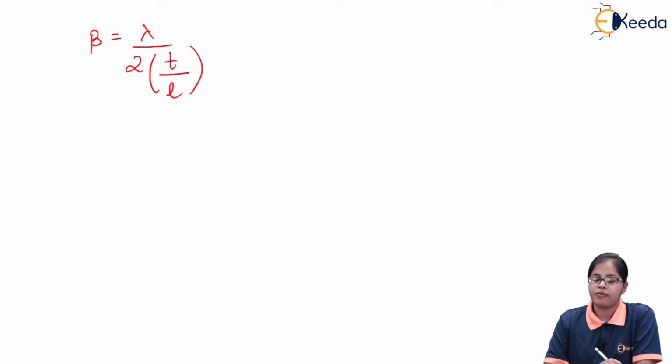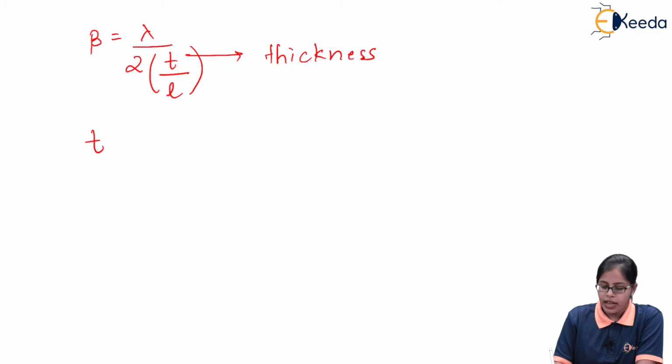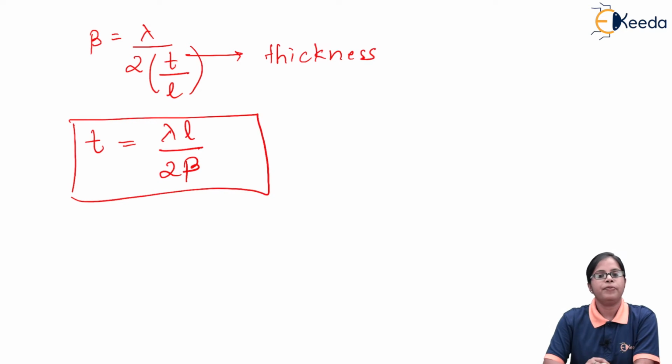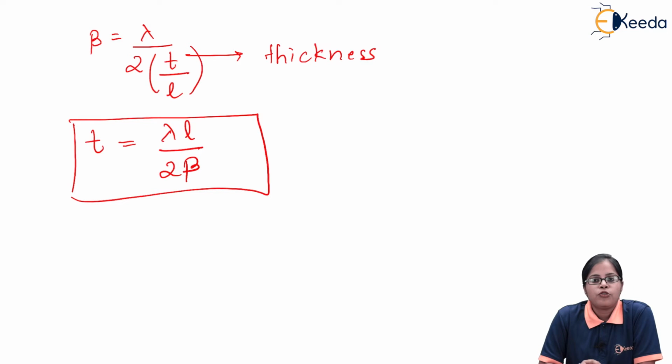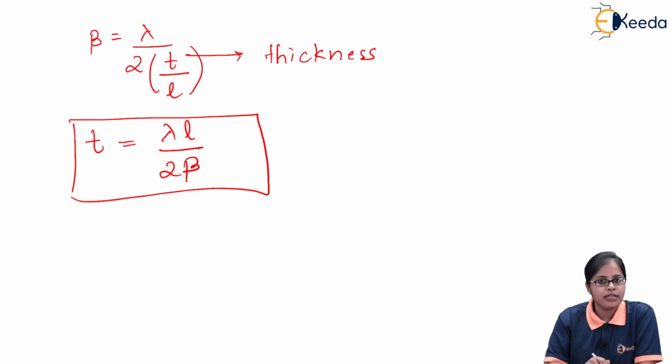As we are aware that we are calculating the thickness of a very thin wire or foil, T is indicating that thickness. So to get the thickness, take the thickness term on one side and the remaining terms on the other side. We are going to get the equation T equals lambda L upon 2 times beta. Now this equation gives me the method to find the thickness of a very thin wire which was placed between the gap of the two open ends of the two glass plates.